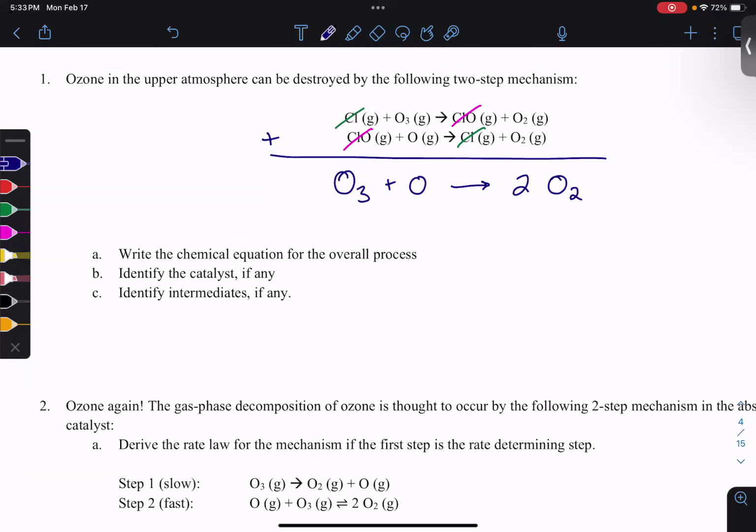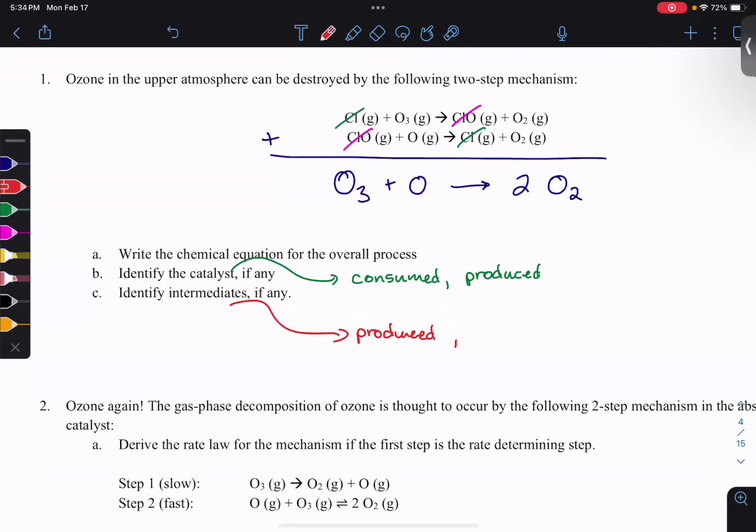So the things that we canceled out in our reaction are actually our catalysts and intermediates. Just be careful of differentiating these. Catalysts, these are consumed and then they are produced in a reaction. So you will find them in order. You will find them as a reactant first, then a product. And then intermediates, on the other hand, they are produced and then consumed in a multi-stepped mechanism. So you'll find it as a product and then a reactant.